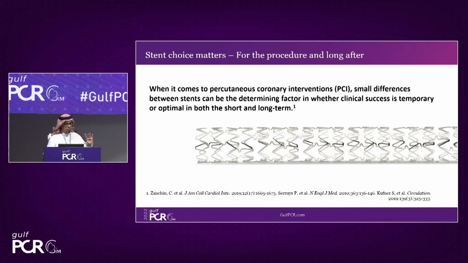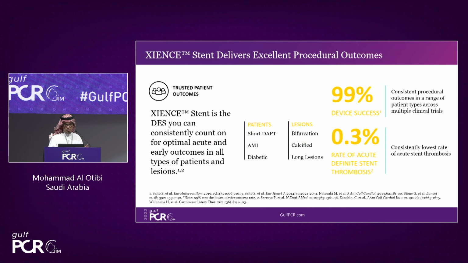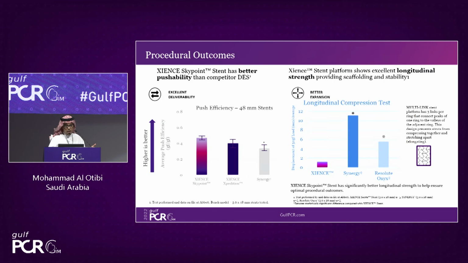Generally, there's a remarkable improvement in stent technology, to the degree that you see them all the same. But in certain scenarios, you will see the difference. Now, why should you use a stent? Which type of stent? You need a stent which has an excellent procedural outcome. And Zion's has a 99% device success and has a 0.3 rate of acute definite stent thrombosis.